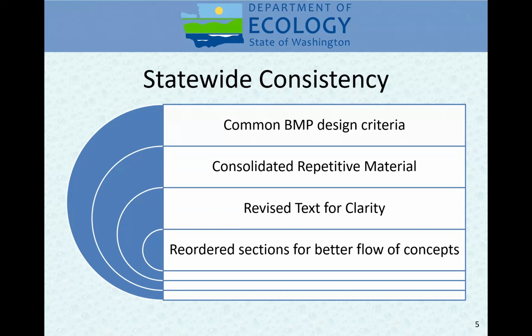And we feel that as you work your way through volume 3, for example, it makes sense to go through the section on selecting your water quality treatment BMPs. And then once you've selected that, now you can go and select your flow control BMPs as necessary. So we think we've improved the clarity of what we're doing.